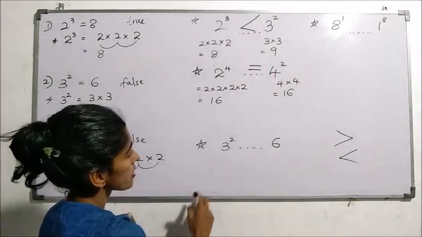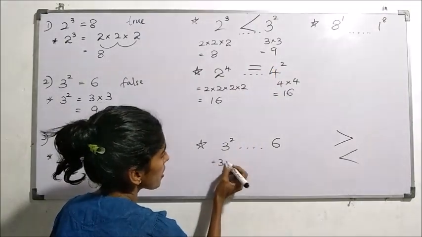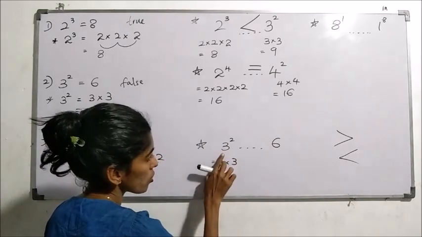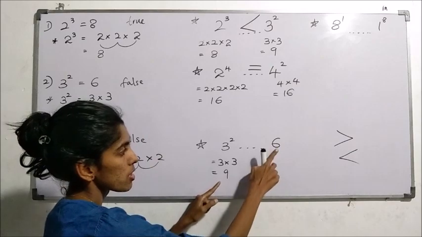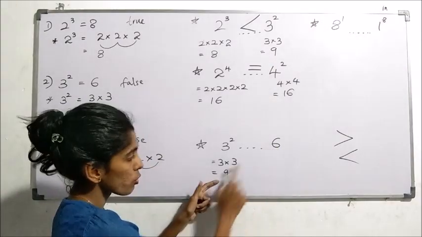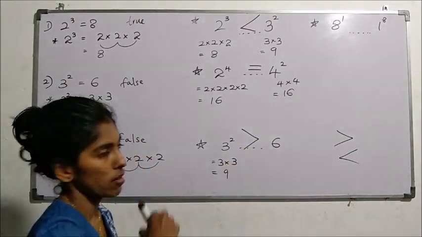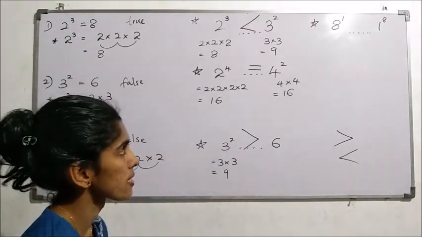Next, 3 multiplied by 3. 3 should be repeated by itself 2 times. The answer is 9. But here the value given to us is 6. So this is bigger. 3 squared is greater than 6.